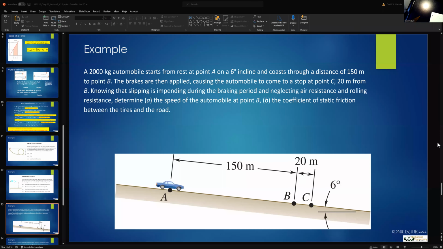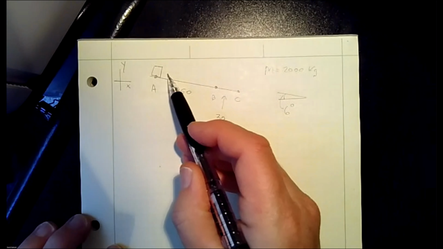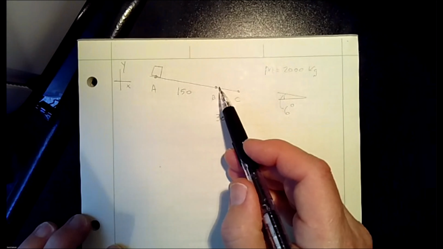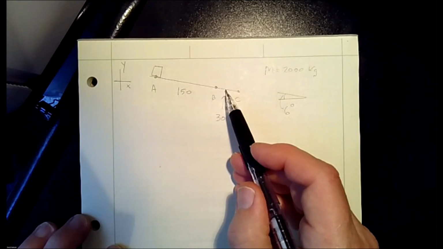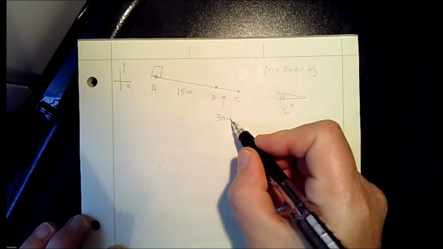So our object's moving down. Let's go ahead and go to the sheet. Here we have our car, 2,000 kilograms, rolls to B, applies the brakes. We're not skidding though, we're impending skid, and then we stop at C. So that's 30 meters later.